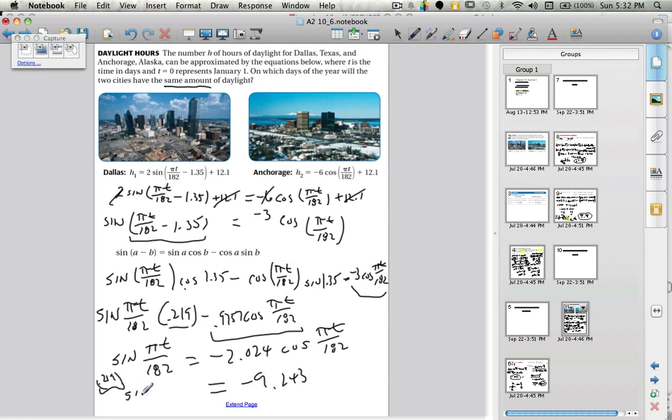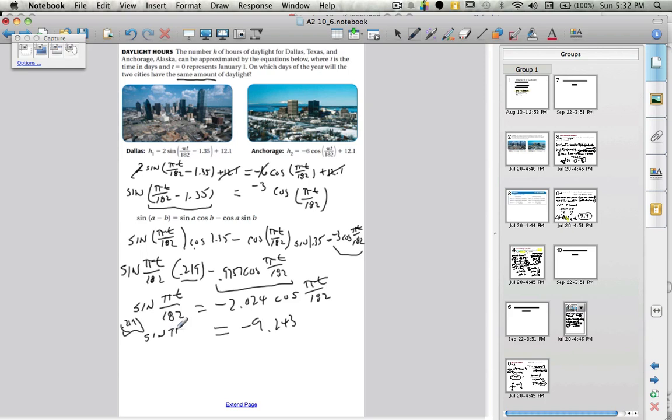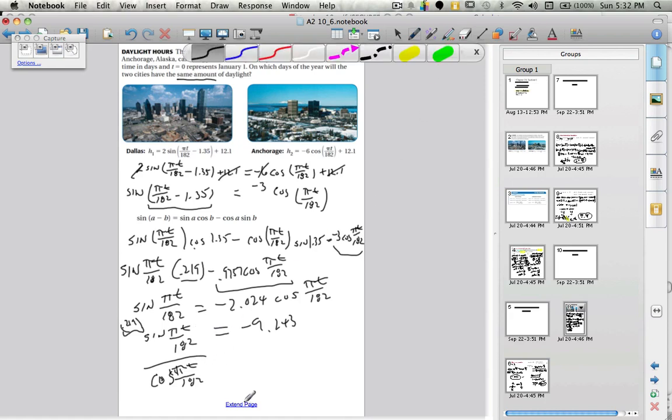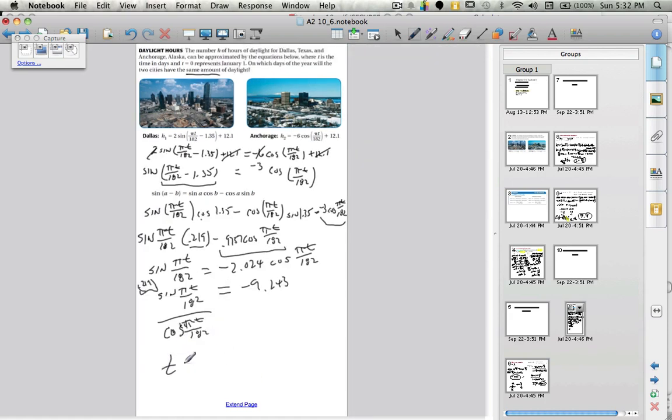So this will be sine of pi t over 182 divided by cosine of pi t over 182 is equal to negative 9.243. Right, well, sine divided by cosine is tangent, so I know tangent of pi t over 182, we're getting there, equals negative 9.243.